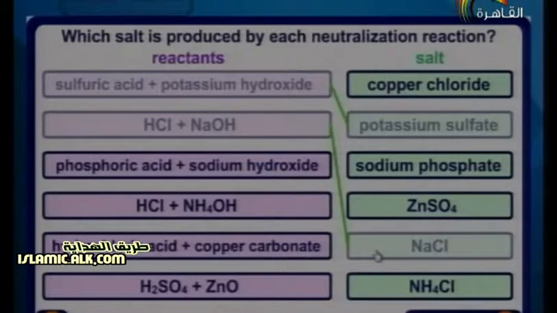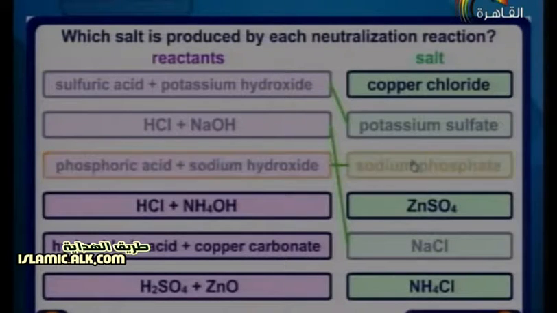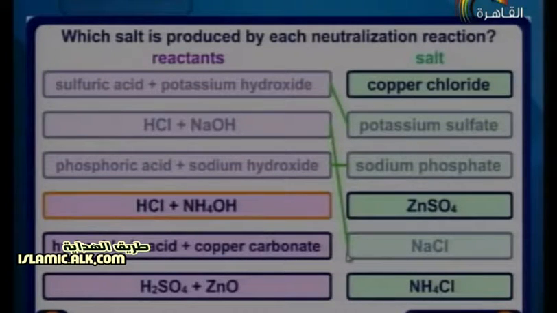And we have phosphoric acid and sodium hydroxide. They are two of this one, acid and hydroxide. So sodium phosphate, it's very easy to know this. Sodium phosphate here, and we have water. After that we have HCl and NH4OH. It means this one, okay? It's NH4Cl, it's right.